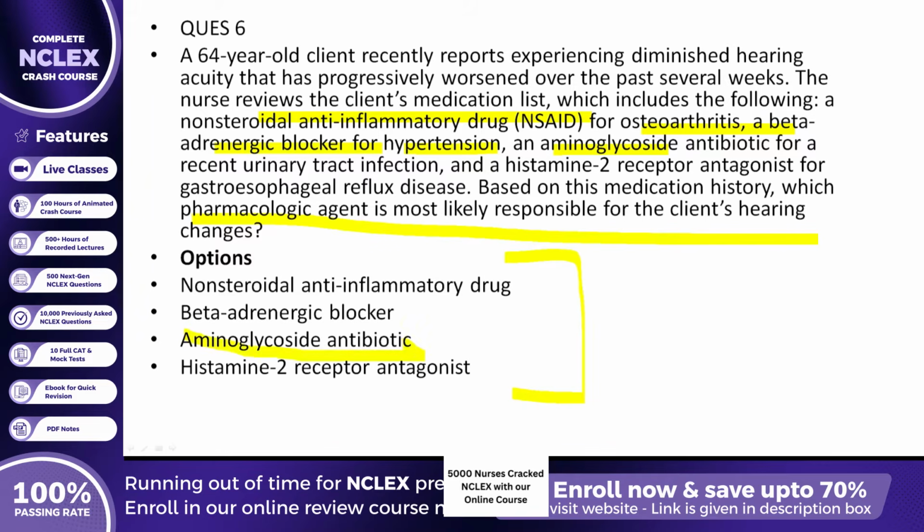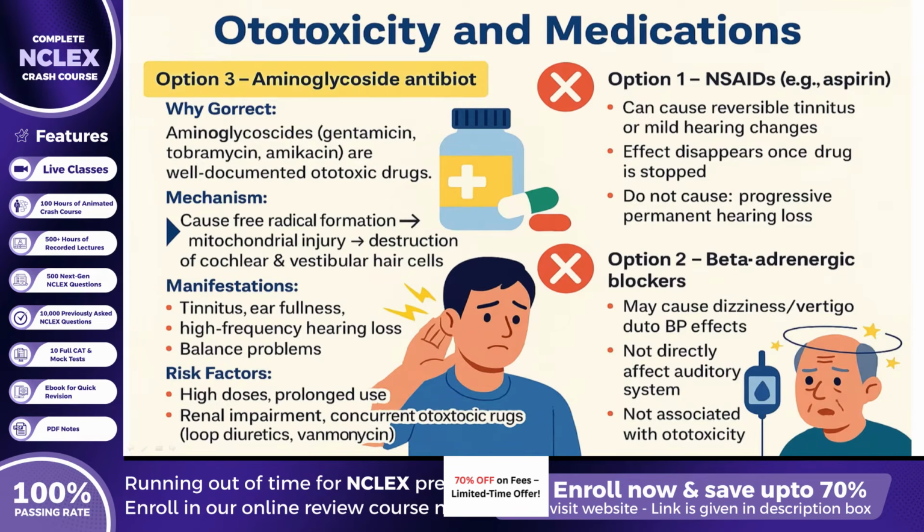This is the right choice because aminoglycosides, such as gentamicin, tobramycin, and amikacin, are well-documented ototoxic drugs. They directly damage the delicate cochlear and vestibular hair cells in the inner ear, leading to manifestations such as tinnitus, a feeling of fullness in the ear, high-frequency hearing loss, or balance disturbances.